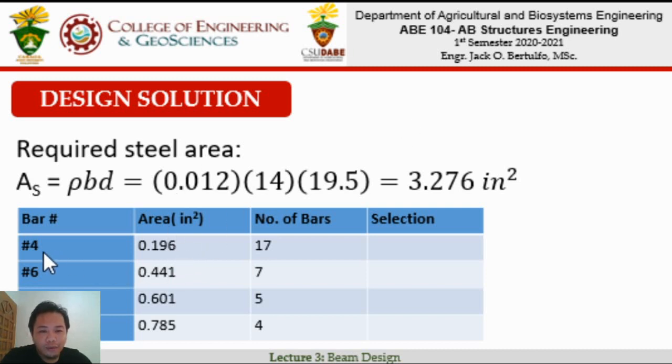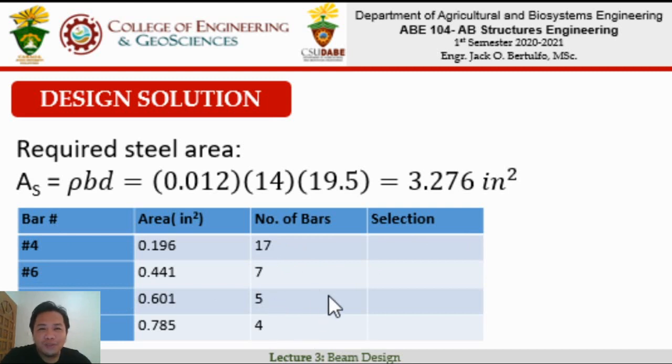Area for number 4 is 0.196. Area for number 6 is 0.441, and so on. Then we will just divide this total area by the corresponding area so that we can calculate the total number of bars per bar size. For number 4, we need 17. Then for number 6 is 7. Number 7 is 5. Then number 8 is 4.